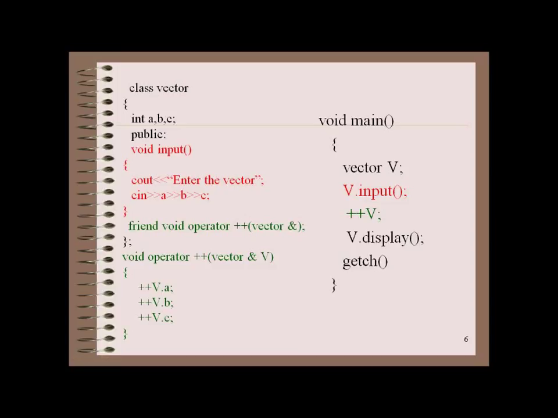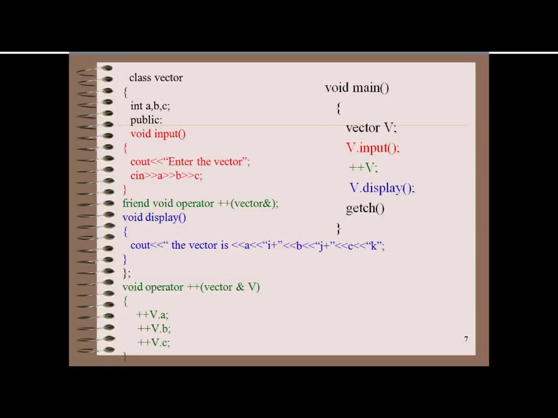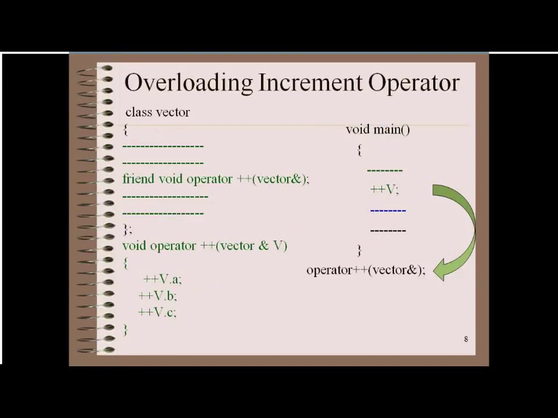What we have to do? We have to individually increment the values of each of the data members. So here we go: ++v.a, ++v.b and ++v.c. This means the values of a, b and c would be incremented. And the third function is display function. Here we would be displaying the vector in the form of ai + bj + ck.